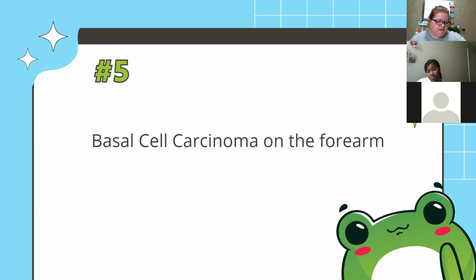So the unspecified, the last one, is just that: if they don't know enough about it for it to be a different specific code. All right, so let's look at this one, the basal cell carcinoma on the forearm. We're on page 501, right?